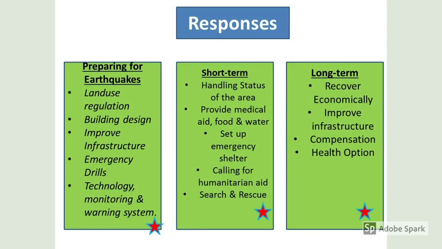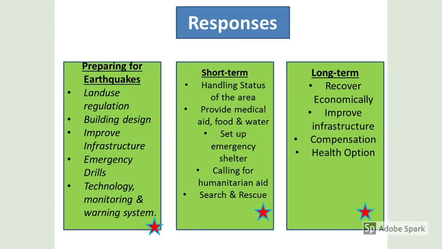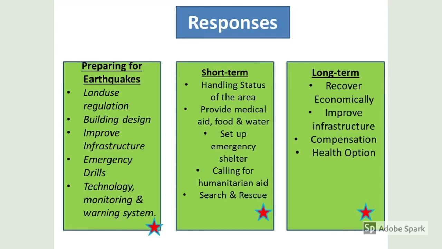Finally, we need to look at responses towards natural disasters, things like preparing for earthquakes. What are some of the responses that man has come up with? How do we use land use regulation to prevent future earthquakes from damaging large amounts of population, property, as well as lives? How do we use building design, improvement in infrastructure, and how we teach our people through drills? How do we use technology like monitoring and warning systems to mitigate the impacts of these earthquakes?